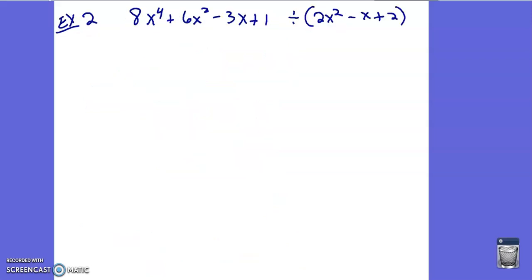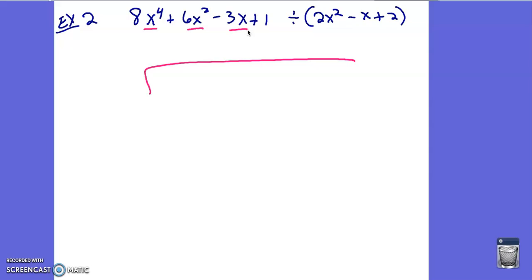Let's try another example, a little bit bigger. But here you have something I want you to notice. We have x to the 4th and then x squared and then x. Notice it skips from x to the 4th to x squared, and there's no x cubed.